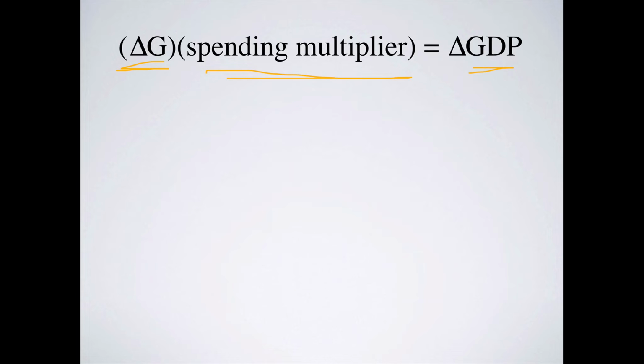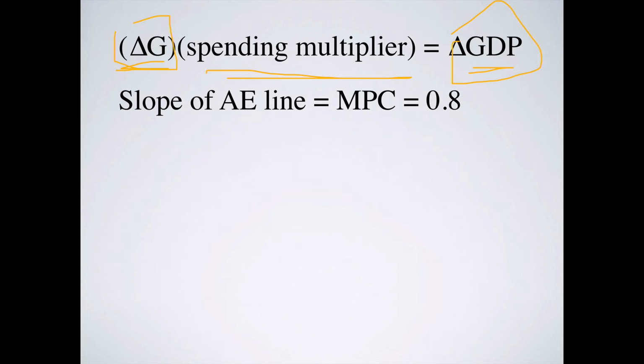All right. Now we're going to work backwards because delta G is actually the thing that we need to find. We want to know how big the change in government spending is that we need to produce the desired effect. So we already know what the delta GDP is. The delta GDP in this case is 1,500. Okay, so to do this, we need the marginal propensity to consume, the MPC. And that's the same as the slope of the aggregate expenditure line, the AE line. And this is 0.8.